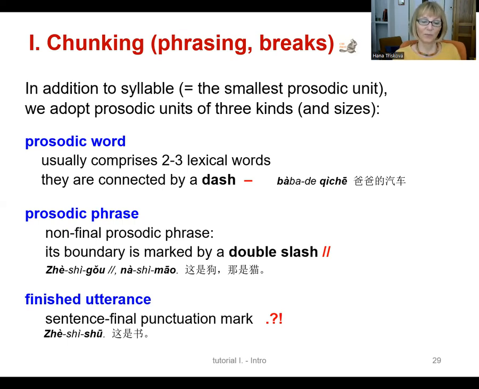Of course, we have sentence final punctuation marks, so we don't have to invent any new marks. 这是书, that is a period, of course, at the end.